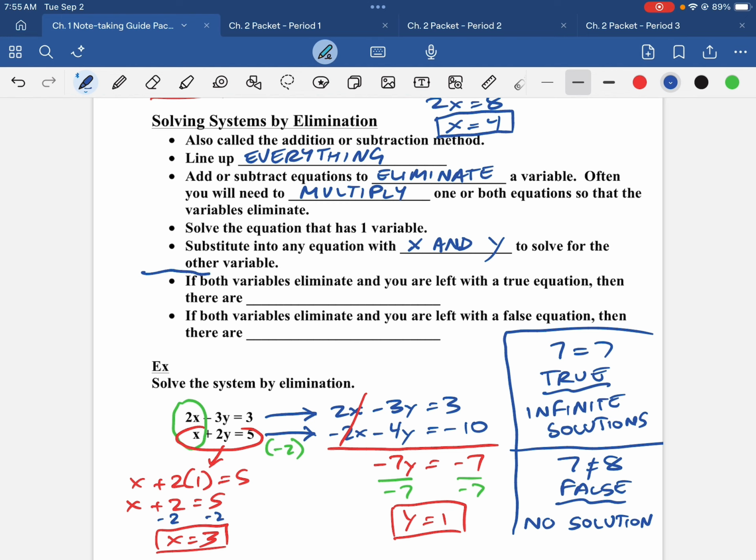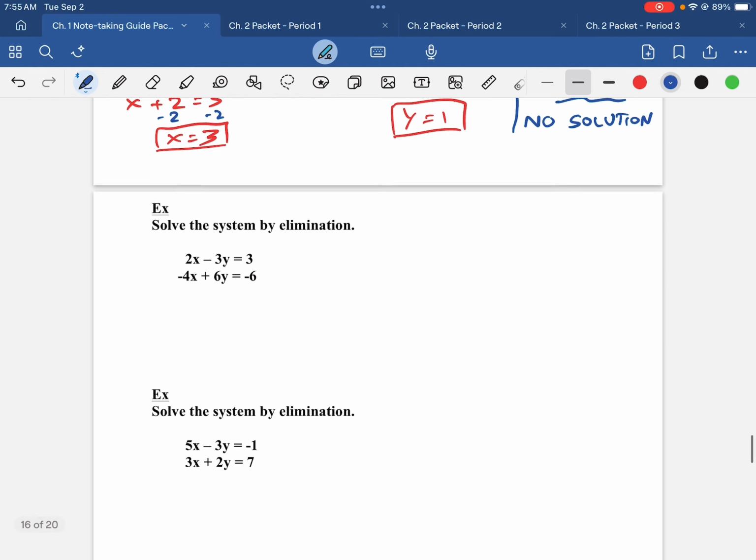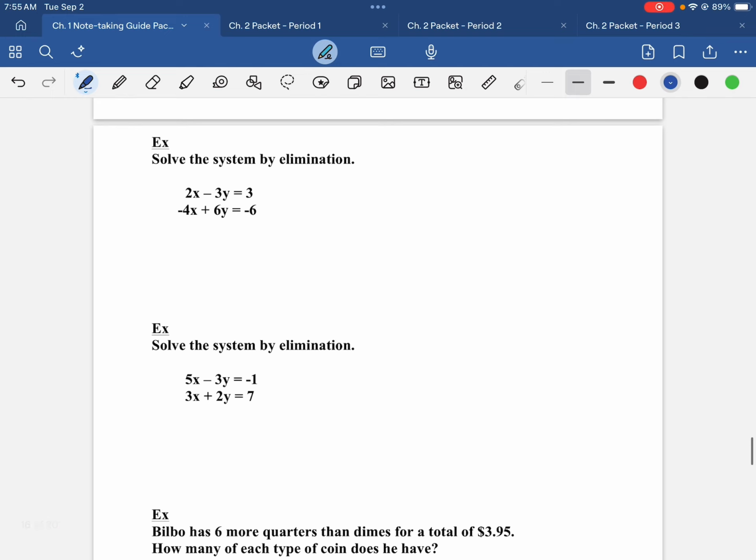And that's what these last two bullet points are about. If both variables eliminate and you're left with a true equation, then there are infinite solutions. And no solution if it's a false equation. Okay. All right, so let's try some out on the next page. Let's solve this by elimination.